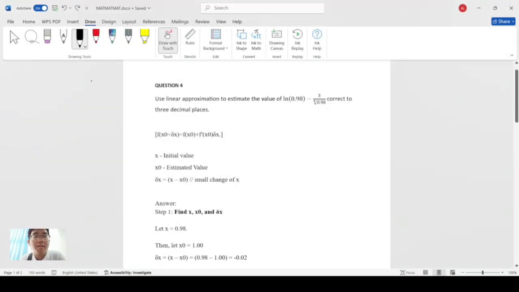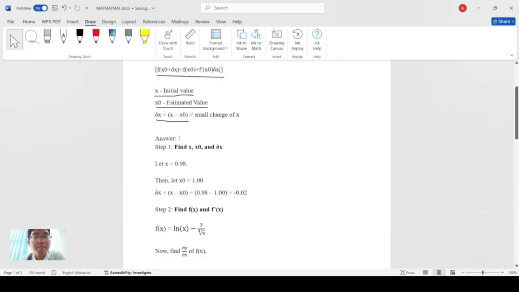Hello, my name is Elias Lyson, and I will be explaining question 4. So the question asked us to use linear approximation to estimate the value of this expression correct to 3 decimal places. So first of all, we have to know the formula for linear approximation. I have written it down here, and it's given that x is equal to the initial value, x naught is equal to the estimated value, and delta x is equal to initial value minus estimated value. So step 1 is to find these 3 values.